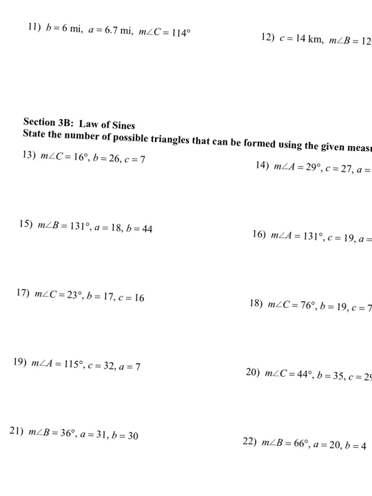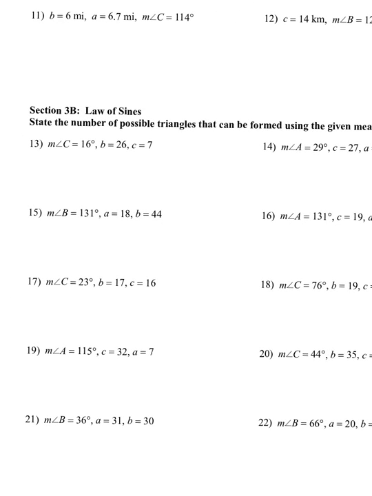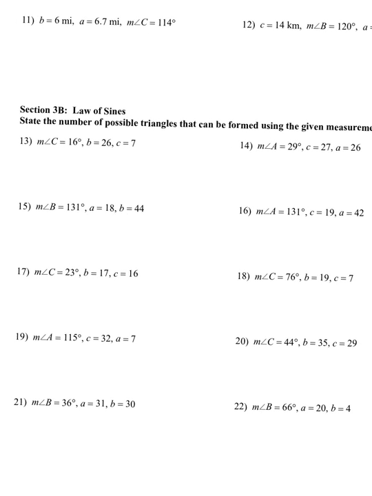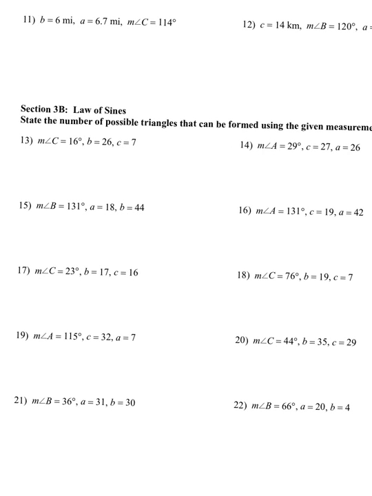In section B here, we're going to eventually get to the law of sines, but first in section B, we're going to state the number of possible triangles that can be formed using the given measurements. And this is really based on a given side-side-angle relationship. And there is a blue flow chart that I gave you in the reference packet that you're going to really use here.